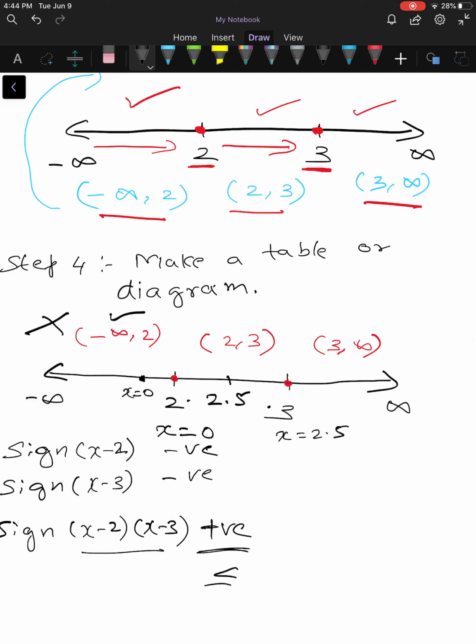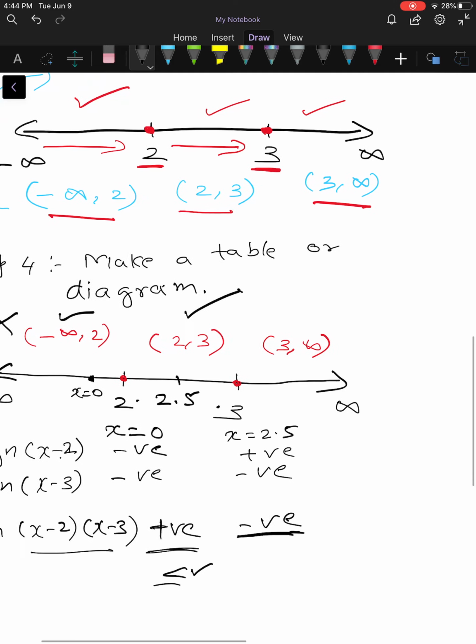So 2.5 minus 2 would be 0.5. So that is positive. 2.5 minus 3 is negative 0.5. That is negative. Positive times negative product will give you negative. So this interval is working for us. So we have negative sign, that is less than 0. It is satisfying the given inequality. So we can consider this interval.